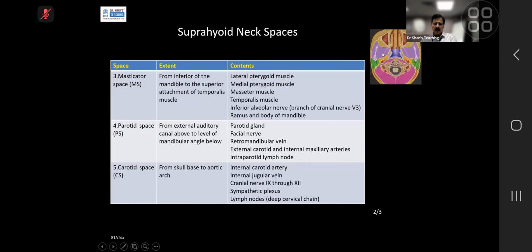Basically, masticator space is the one in purple color here. This is surrounding the mandible and the muscles of mastication. These are all the contents. You should know the extent. It goes all the way to the base of skull. Parotid space we have covered, and this green picture here is the parotid space, which covers the parotid gland. These are the contents. Carotid space is a space from the aortic arch till the base of skull, and we will cover it subsequently.